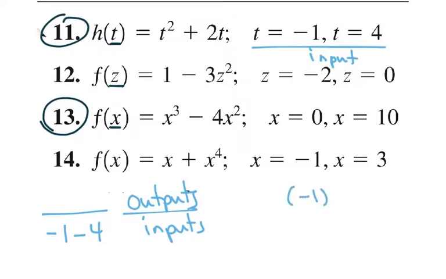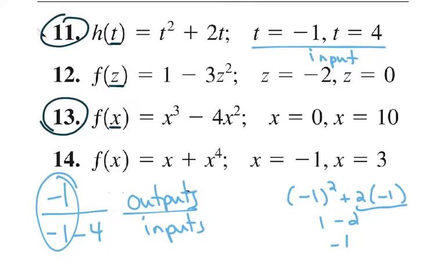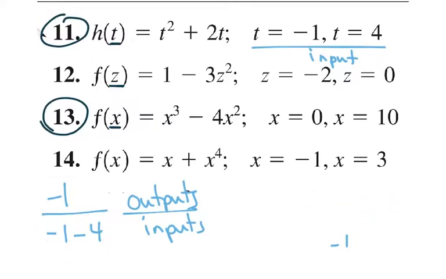If you're going to use a calculator, you need to plug it in like this, because if you don't use parentheses, the calculator will give you the wrong answer. When you square a negative, you get a positive, and 2 times -1 is -2. So we're going to get -1. So if you plug in -1, you get out -1. And now we're going to do the same thing with 4.